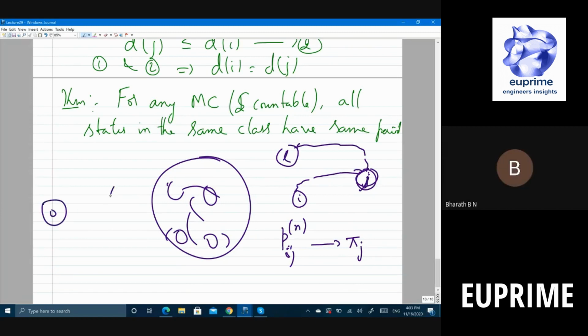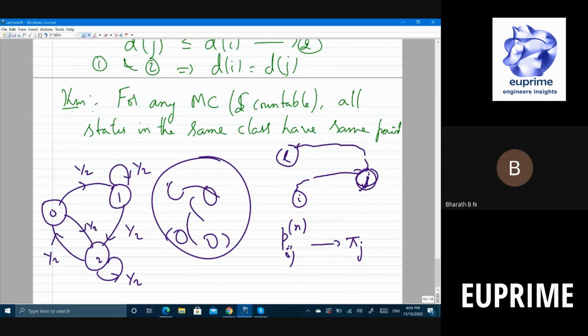For example, if you have something like this: states 0, 1, 2, with transition probabilities of half, half, half, half, half, half. All the states are recurrent. All the states have a periodicity of 1, that means aperiodic. It belongs to one communicating class.